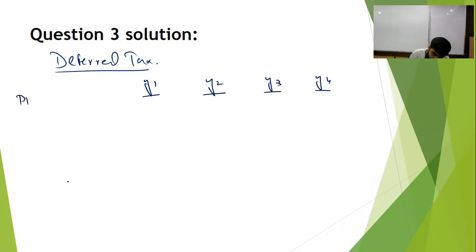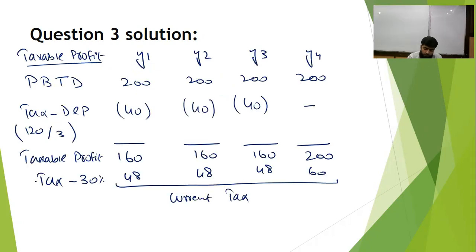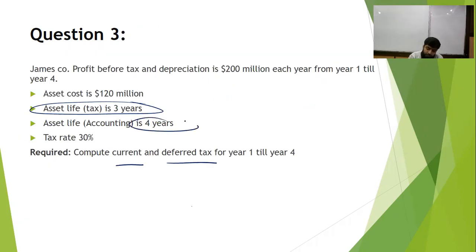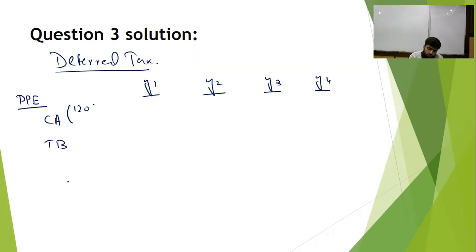Now we have one asset, that is property, plant, and equipment. To calculate the deferred tax, we need to identify two things: the carrying amount and the tax base. Carrying amount of an asset means the value of the asset as per the accounting records. Always remember, taxes are always calculated at the end of the year. So the carrying amount of the asset at the end of year 1: the asset cost was 120 million, and as per accounting records, depreciation should be charged over a period of 4 years.